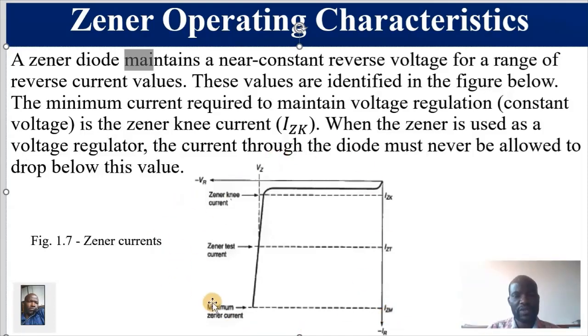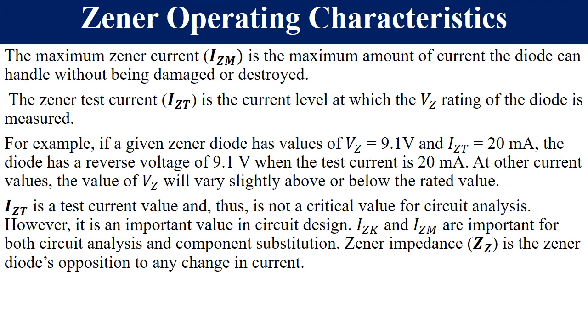We are going to refer to this when we do Zener voltage regulation, because you will discover that if your Zener current is less than IZK, the Zener diode will not be able to regulate, as well as if it is above the maximum Zener current. Don't worry. A look at the three Zener currents in more detail. What is the maximum Zener current IZM? This is the maximum amount of current the diode can handle without being damaged or destroyed. Please take note that it must not be exceeded.